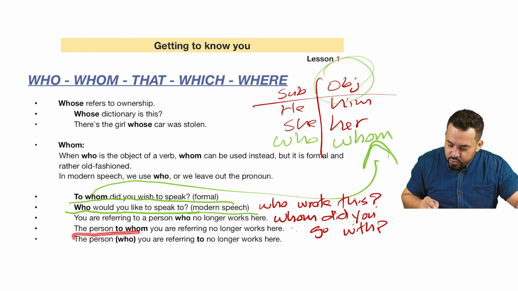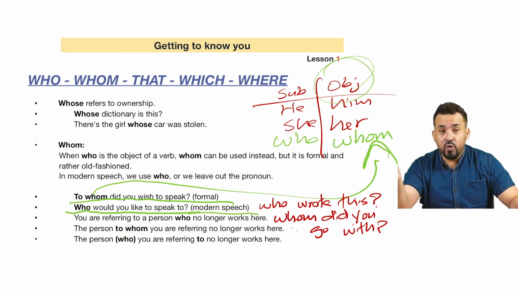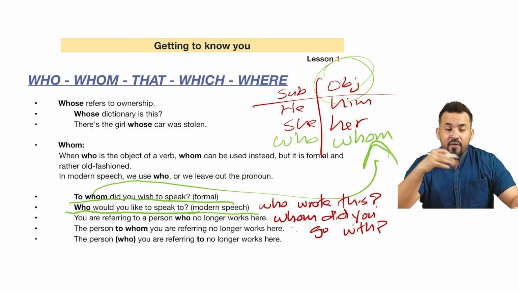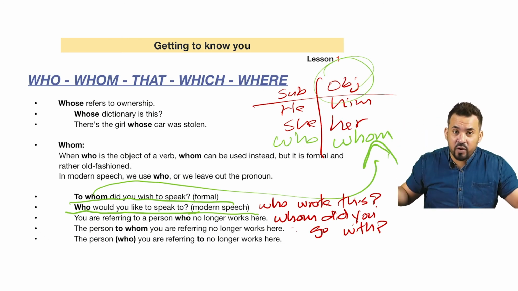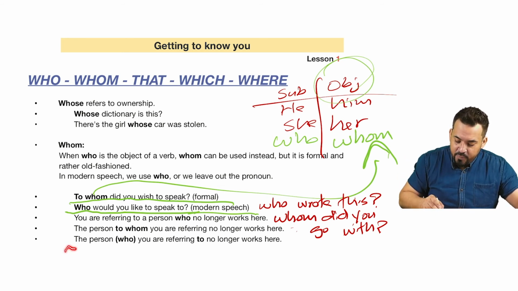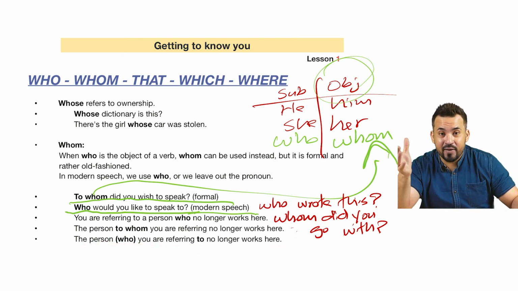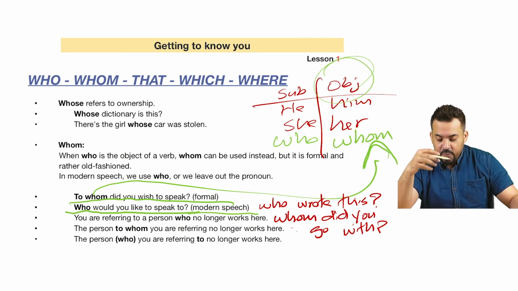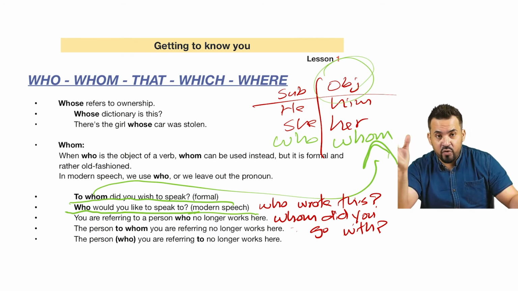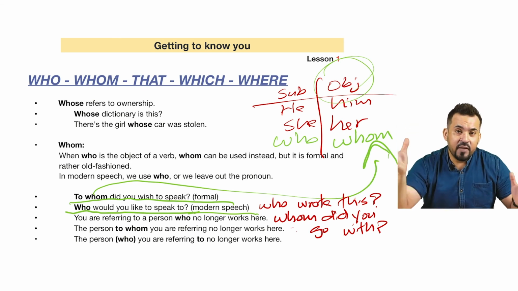The person to whom you are referring no longer works here. It means the person that you are talking about doesn't work here anymore, and this is just formal English. In modern English, we'll just say the person who you are referring to no longer works here, and this will be correct grammatically because I'm talking about the person who you are referring to. I'm referring to him or I'm referring to her. So I'm referring to him, that means whom.